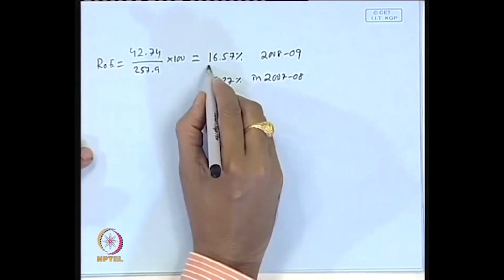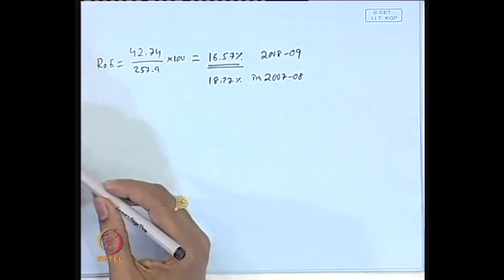So, 16.57% return on equity, which was 18.27% in 2007-8, has gone down in 2008-9 to 16.57%, which is obviously not a good sign, as the return on equity of this company has declined. But it could be because the company might have raised more equity, or because the profit itself has not gone up substantially in relation to what the equity has moved up.